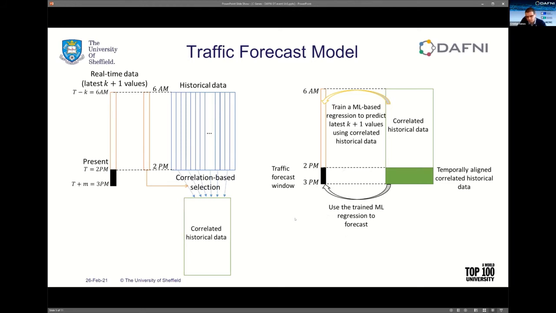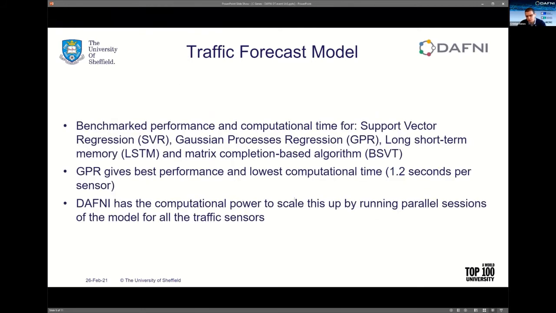So yeah, that is the quick overall view on how we do the predictions. That machine learning based regression, we try to do it with multiple approaches, and we found that the Gaussian process regression works best in terms of performance, but also computational power. That's also something that is worth taking into account, particularly as we were aiming to scale this up. It might be that it takes only 1 second to do the prediction for one sensor, but once you have 600 of them, then you can't really do this on a normal computer. So we're relying here on DAFNI's computational power to scale this up and run parallel sessions of the process that I just explained, such that we do predictions in parallel for all the sensors.